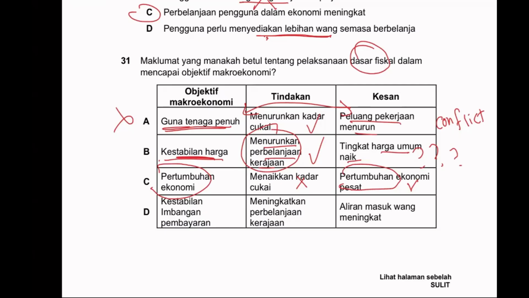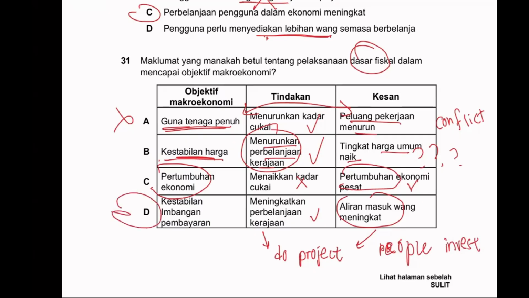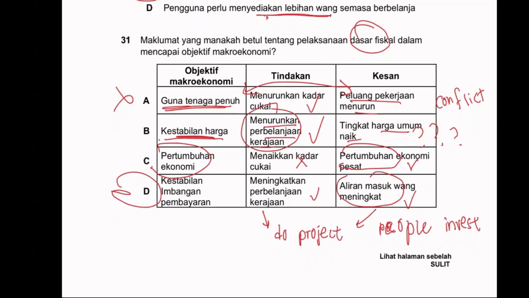Okay, you want a stabil. You spend money. Okay. When you spend money, aliran wang masuk meningkat. Why? Because you spend money, you do project. When you do project, people invest. When people invest, from other country they invest, money come in. Okay? Money come in. The effect is correct one. You spend money, you do project, people invest, you earn money. Alright? Understand before I move on?